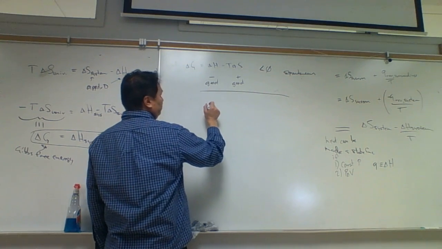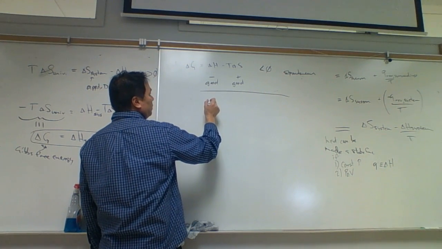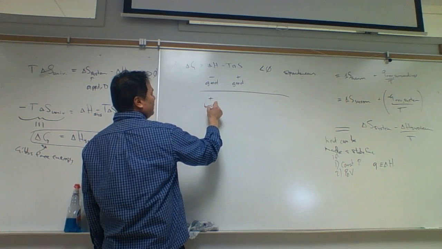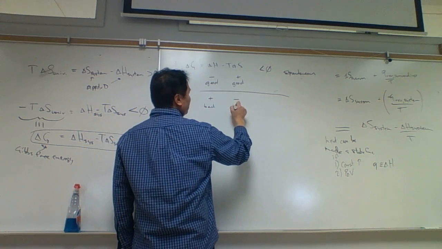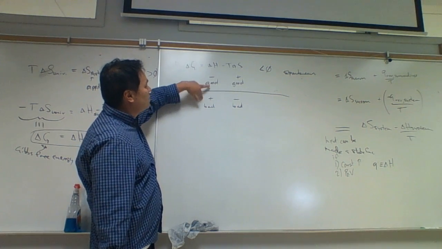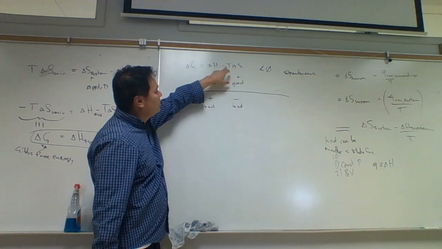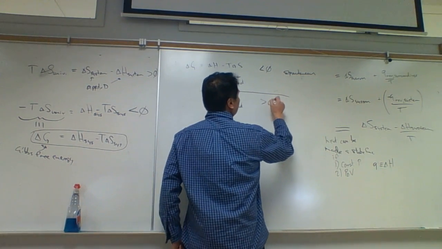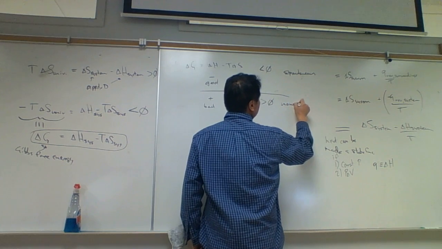Now, if we have the opposite, if we go up, this is bad. And if we go down, that's bad too. Because that means delta H is positive, and a negative times a negative is positive. This is always going to be greater than 0. And so this is always going to be non-spontaneous.